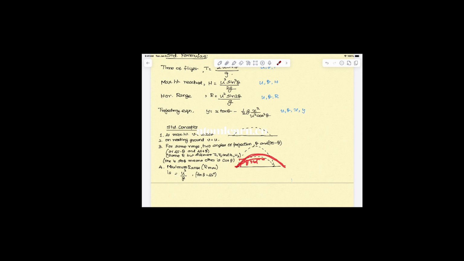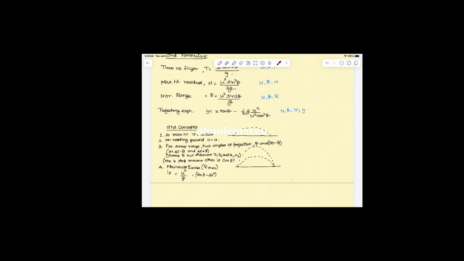Less than 45 also falls earlier. More than 45 also falls earlier. Say 30 degrees, then the angle 60 degrees will also follow the same path. Whereas 45 degrees will give the maximum range R, because sine of 2 into 45, that is sine 90, is the maximum value 1. Then what is the maximum range possible? R max is given when theta equals 45, sine 2 theta is sine 90 degrees, so R max, the maximum range, will be given by u squared by g. This is the maximum range possible.